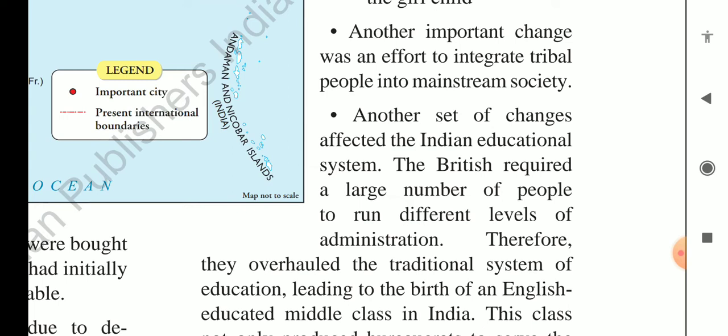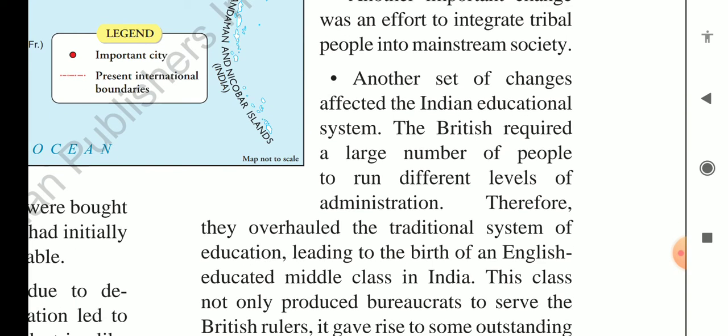Next, another set of changes affected the Indian educational system. That was the education system. The British required a large number of people to run different levels of administration, because Britishers did each and everything very finely, very smartly. So they started surveys, analysis and observations, and on that basis they started finishing or assigning their tasks. So they wanted a large number of people to run the different levels of administration. Yes, to administer the people, they needed more and more employees.